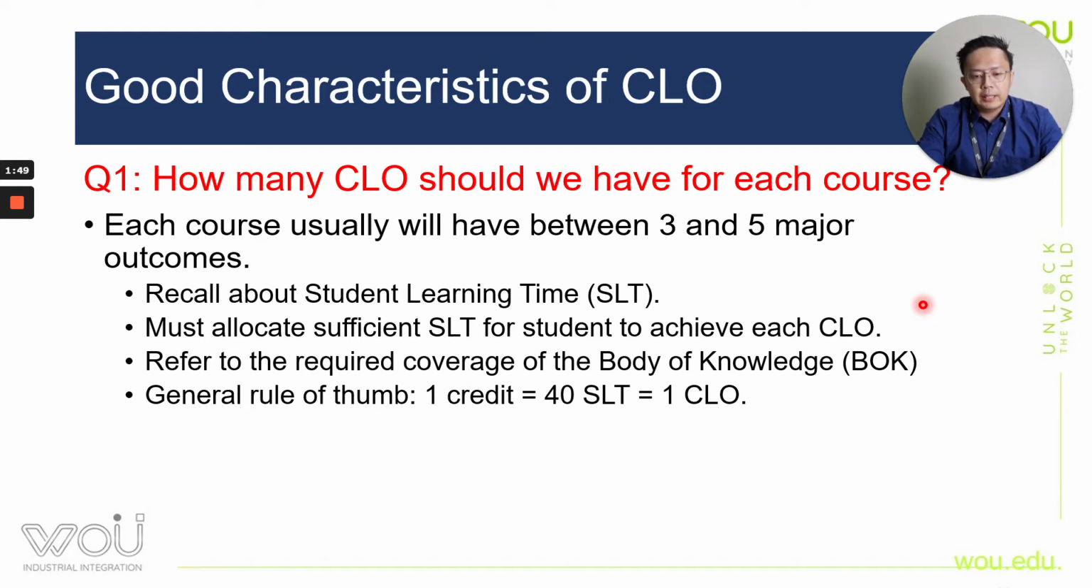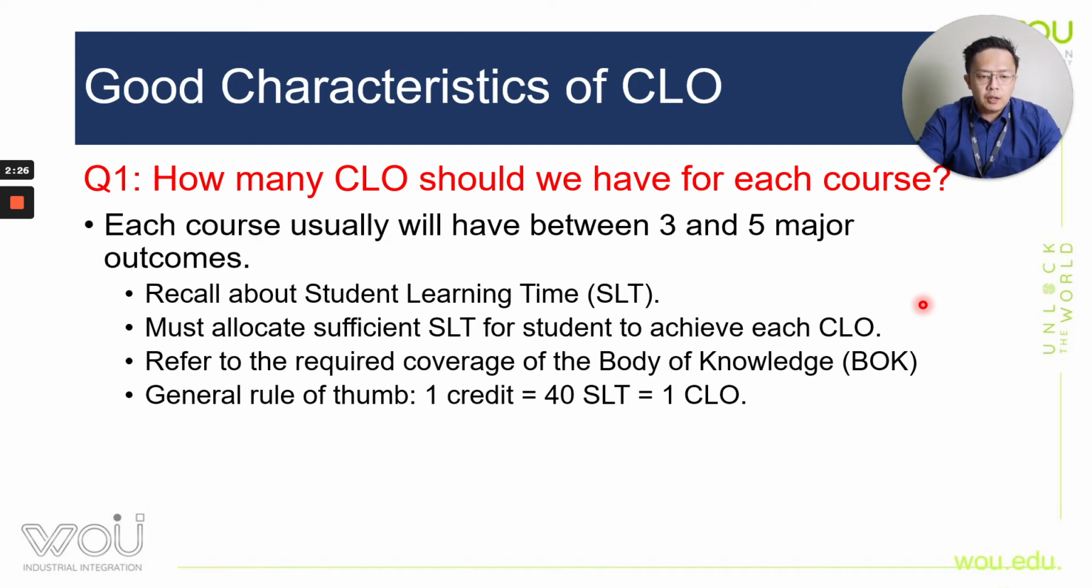So then, how many course learning outcomes should you design for this 3 credit course? A very good general rule of thumb is that we can use 1 credit equals 1 CLO, which means that we assume that for the students to achieve 1 CLO, it needs 40 hours of students' learning time. So 1 credit equals 1 CLO. If you have a 3 credit subject, 3 CLOs will be the minimum for you to prepare for this course. It will be one of the general guidelines for you to determine how many CLOs are needed.